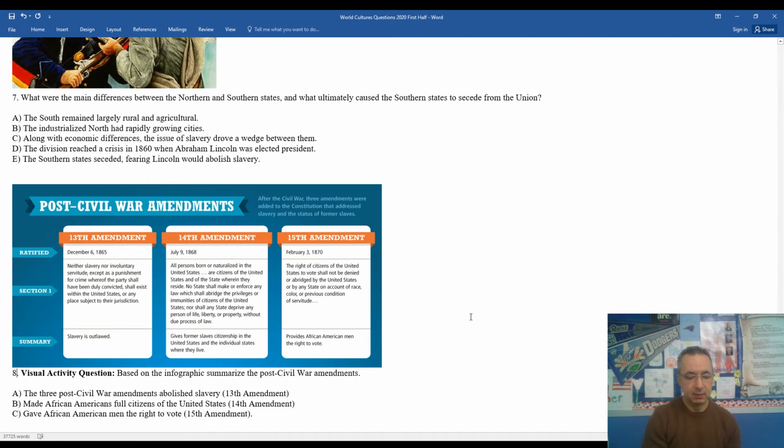Question 8, based on this infographic here, summarize the post-Civil War amendments. The 3 post-Civil War amendments: the first one abolished slavery, which is the 13th Amendment. The 14th Amendment made African Americans full citizens of the United States and also protected the individual rights of all citizens. You should not be denied due process in the United States. Number 15, the 15th Amendment gave African Americans the right to vote. So these are considered to be the post-Civil War amendments.